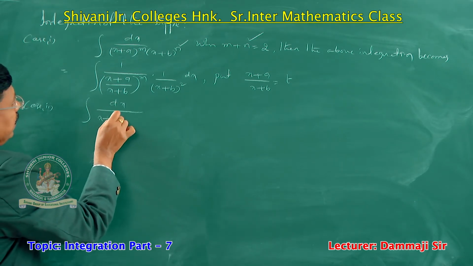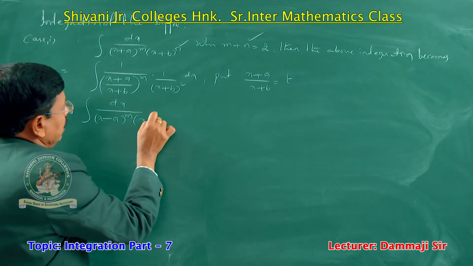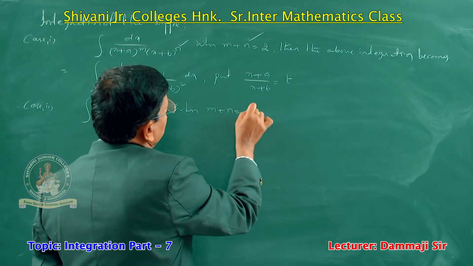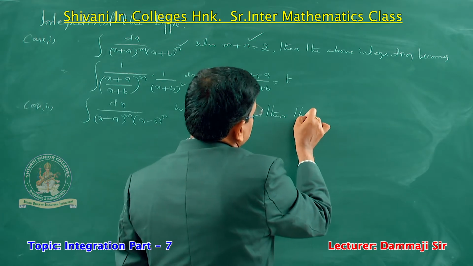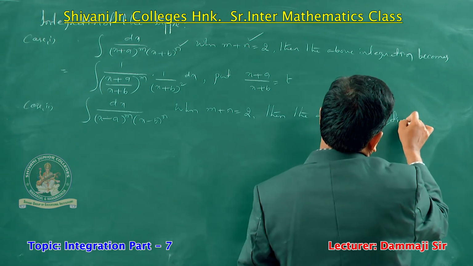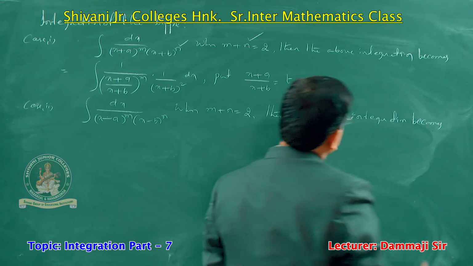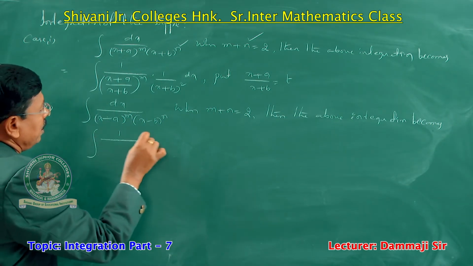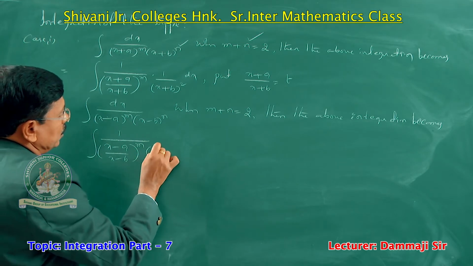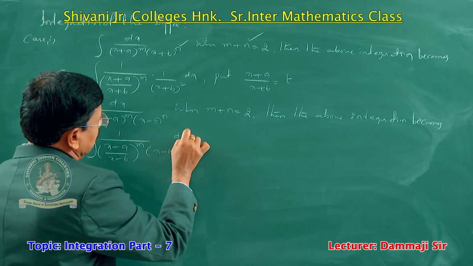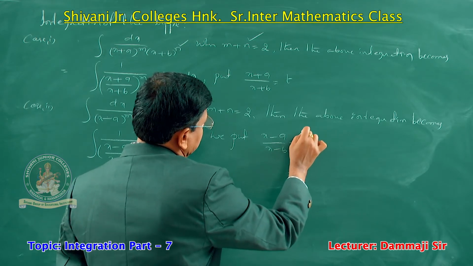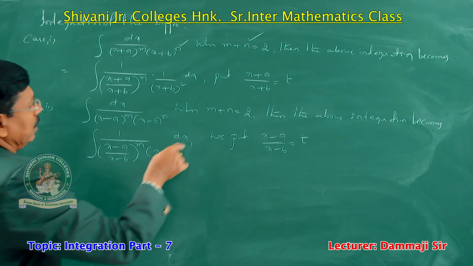That is (x minus a) whole power m, (x minus b) whole power n, when m plus n is equal to 2. Then the above integration becomes 1 by ((x minus a) by (x minus b)) whole power m into (x minus b) whole square dx. Now we put (x minus a) by (x minus b) is equal to t. So we will get the process.